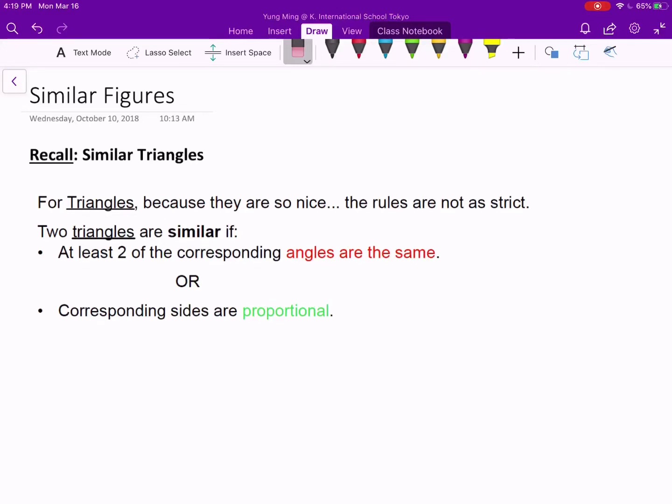Now first of all, recall similar triangles. For triangles, because they're so nice, the rules are not as strict. For example, if you have two triangles being similar, we actually only need either one of the following. First of all, at least two of the corresponding angles are the same. Second of all, corresponding sides are proportional.